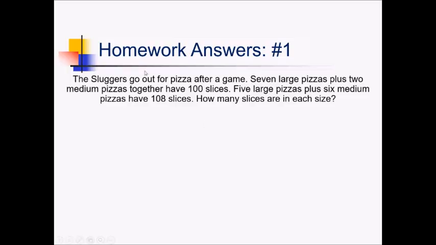For this problem, we have the Sluggers going out to pizza after a game. Woohoo! 7 large pizzas plus 2 mediums together have 100 slices, apparently, and 5 larges and 6 mediums will have 108 slices. We want to know the number of slices in each size.